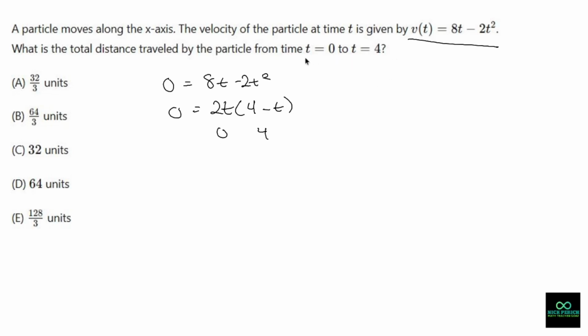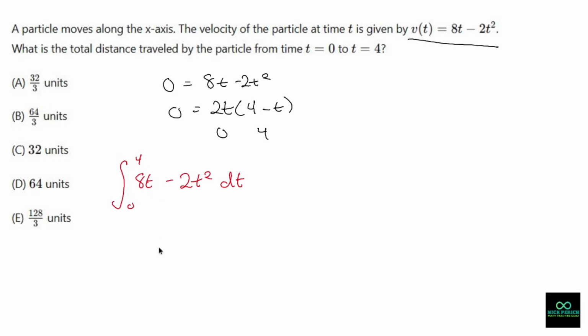So I don't have to worry about any changes of direction, because any changes of direction would happen at 0 or 4, and my interval is only between 0 and 4. That makes life a whole lot easier. So now, since I have the velocity function, the position function is going to be the integral. So I'm going to integrate 8t minus 2t squared dt between 0 and 4.